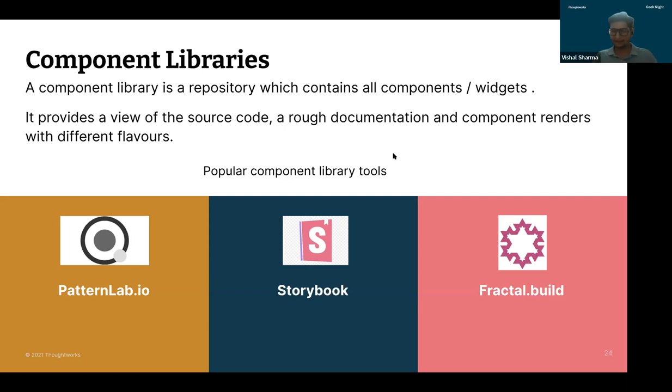We will see that in the live example also. So these are the three examples. I think most of us, I hope, are already aware of Storybook, but there is patternlab.io and fractal.build also available in the market. Storybook, I see, is the most common tool used in multiple projects also.